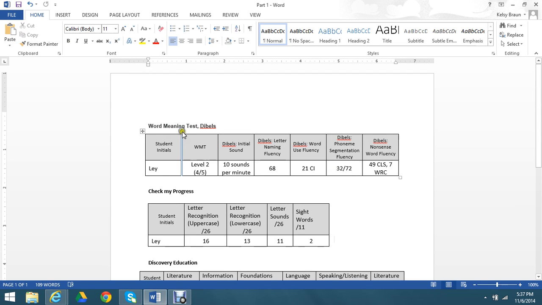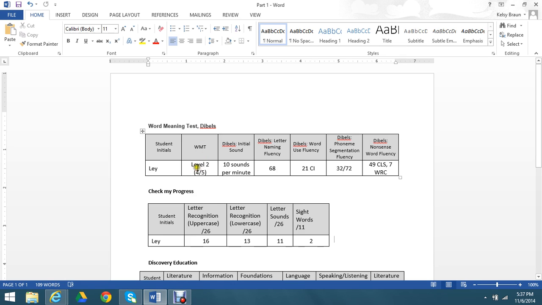WMT stands for word meaning test. So this is being able to hear those vocabulary words again and then explain to me what they mean. For instance, if I said the word happy, he would take the word happy and explain it to me. Happy means how you feel, a way that you feel.